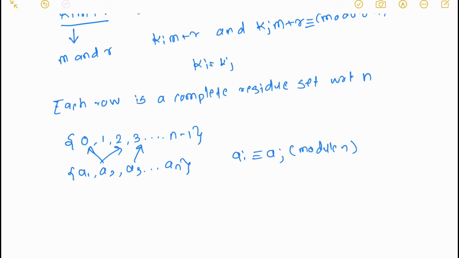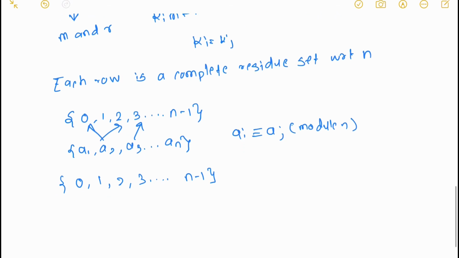So if each of our rows' entries forms a complete residue set with respect to n, that is, we are bound to get residues till n minus 1 if we do modulo n for each row, then we can say that we have phi of n numbers or entries in that row which will be co-prime with n.